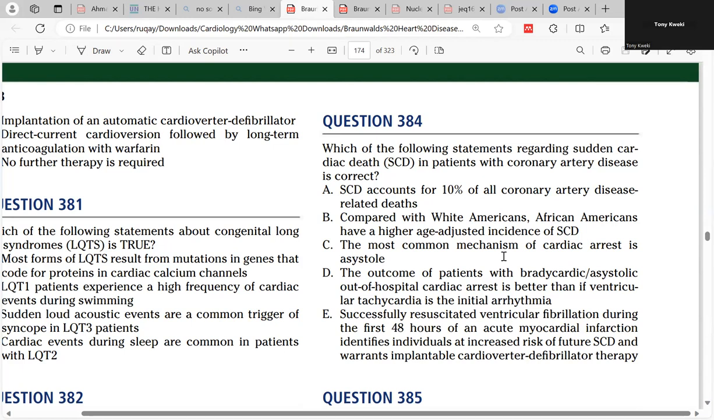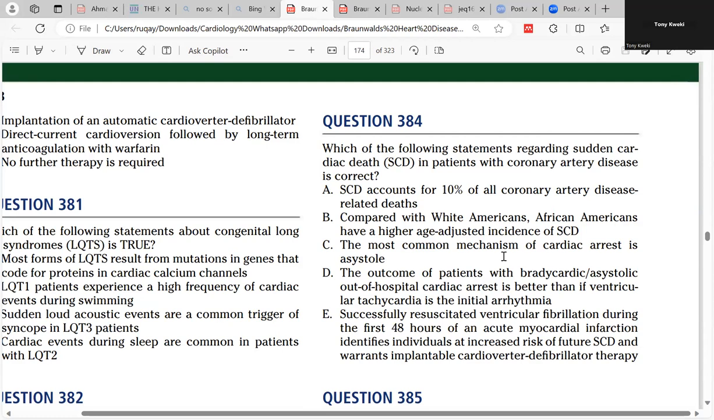C, the most common mechanism of cardiac arrest is asystole. This is false. The most common mechanism of cardiac arrest is ventricular fibrillation, followed by asystole or bradycardia, followed by pulseless electrical activity, and then sustained VTAC. So if you remember the four peri-arrest rhythms, the two shockable and the two non-shockable. If we were to try a memory aid, the two shockable ones are the most common and the least common. So VFib is the most common, VTAC is the least. Then in between, we have asystole and pulseless electrical activity.